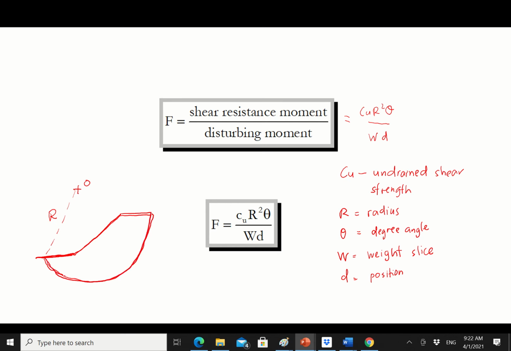Okay, of course you must draw this smoothly, and then we get that smooth slope and that smooth semicircle drawing. We have on both sides the radius of your circle, and what about theta? This is theta, the degree angle, showing the sector governed by your semicircle. And then Cu will be given as the properties of your soil. R will be the radius of your drawing. Theta will be the sector.